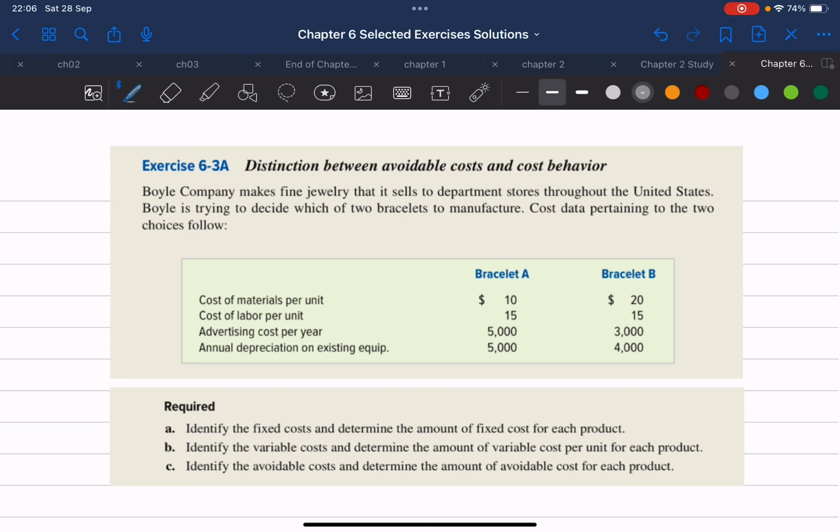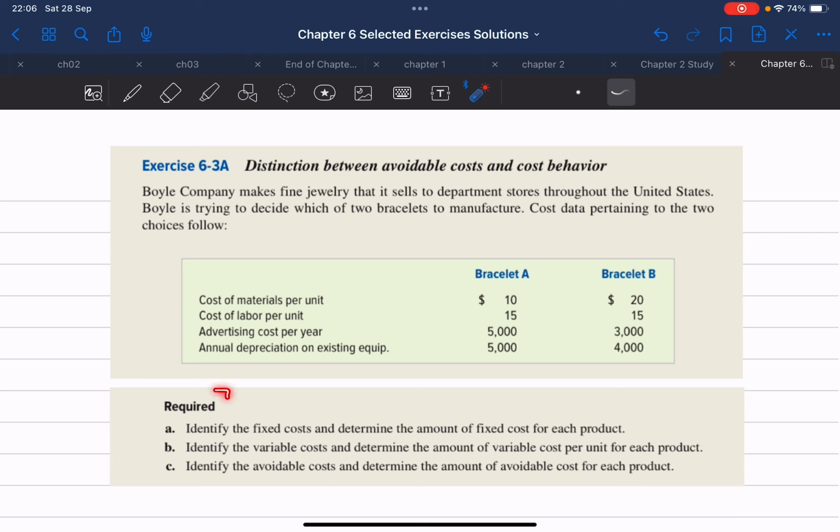Let's read the question together first. The question says, Boyle Company makes fine jewelry that it sells to department stores throughout the United States. Boyle is trying to decide which of two bracelets to manufacture. Cost data pertaining to the two choices follow. And here we have information for the cost of materials per unit for both bracelet A and bracelet B, cost of labor per unit, advertising cost per year, annual depreciation on existing equipment.